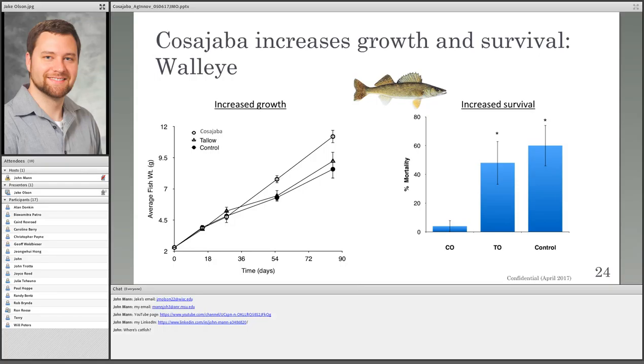In the figure on the right, we ended up assessing survival once again, and as part of a series of unfortunate events here, by accident, the water was turned off to the walleye tanks, or it ran dry, and so we had a pretty good incidence of mortality in these fish. However, once again, what we saw was those fed the Cosajaba diet, that's the CO, had substantially increased survival over both of the controls.